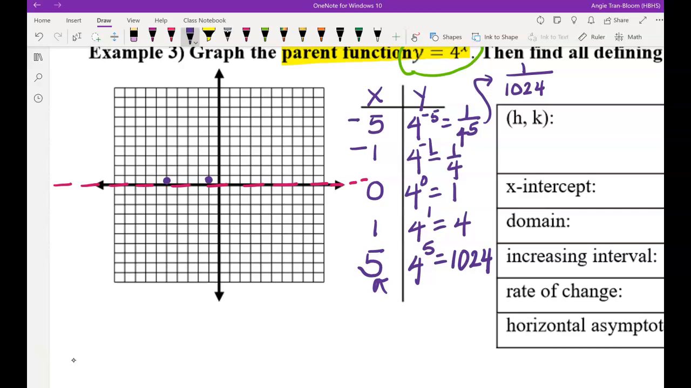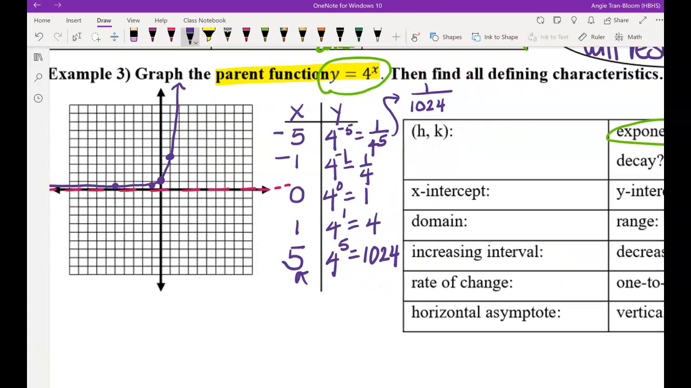When x is -1, we know it's a quarter. When x is 0, we will go up at 1. When x is 1, we are going to be at 4. When x is 5, it's 1024 up. But we don't have that many boxes, so we will just graph these 4 right there. Okay, just like that.